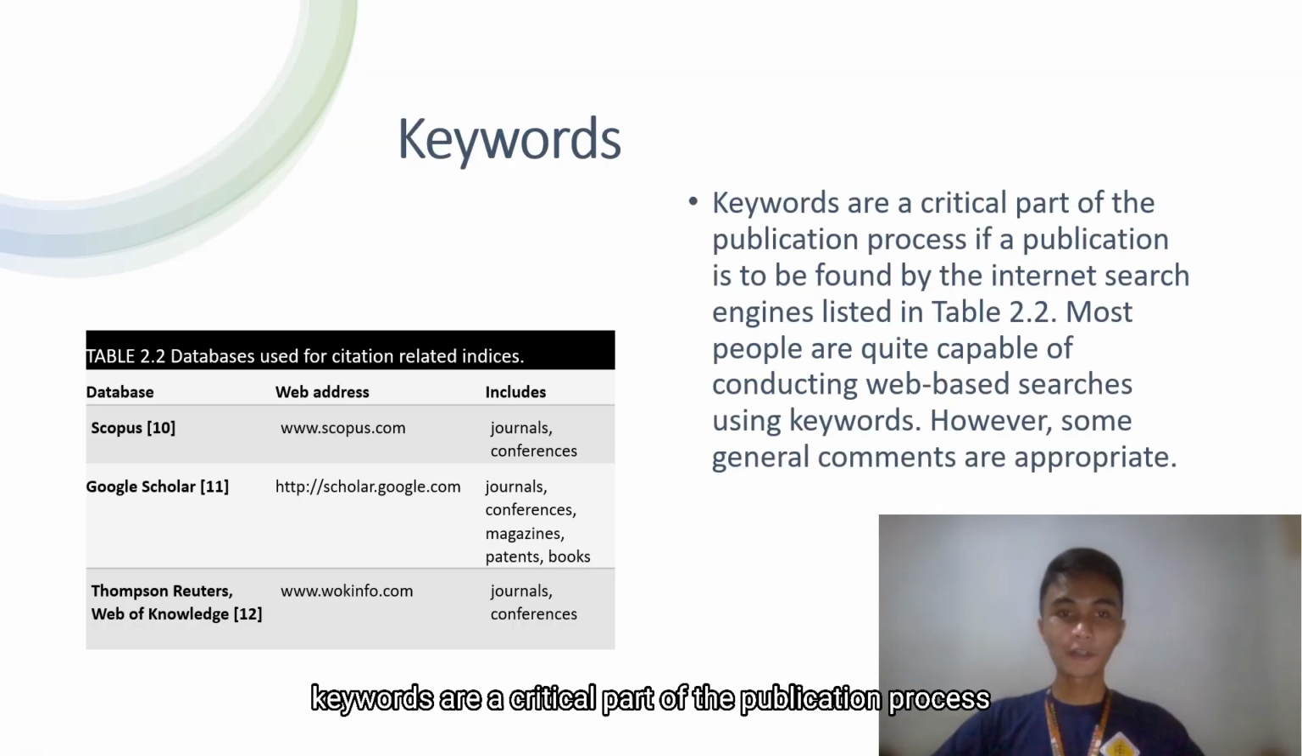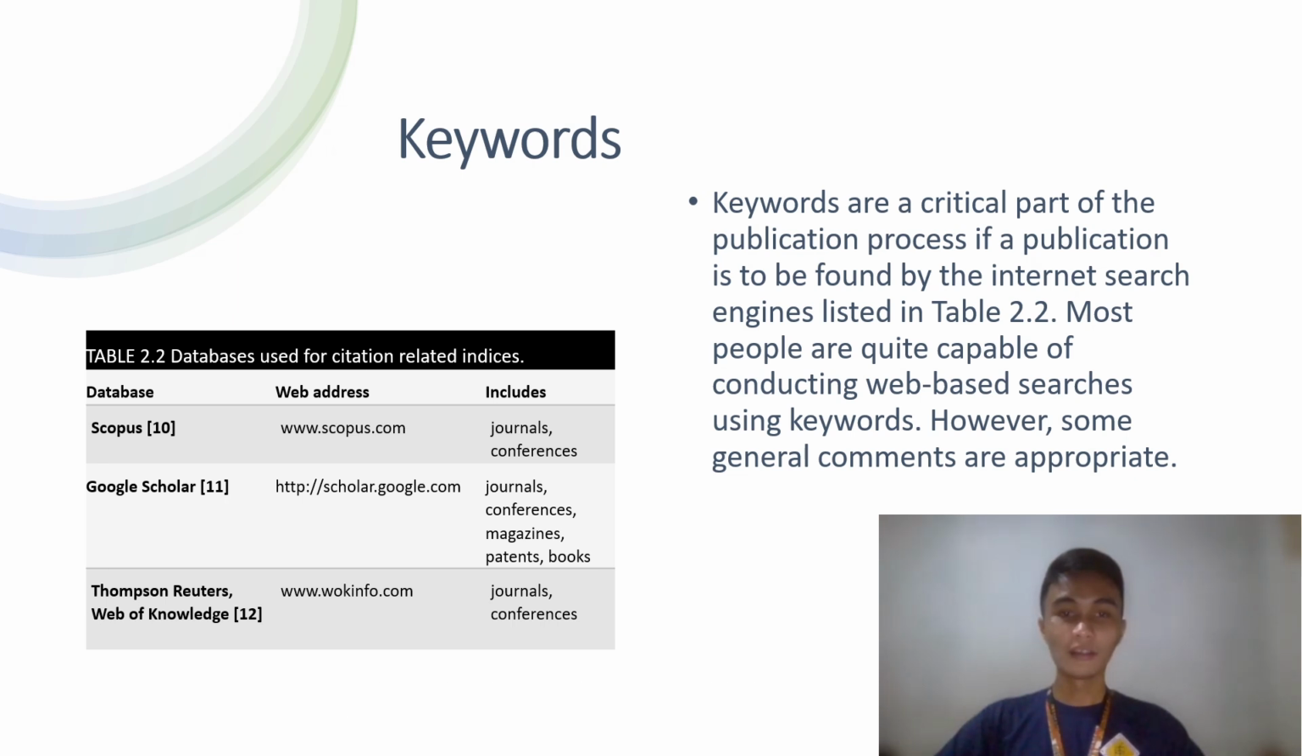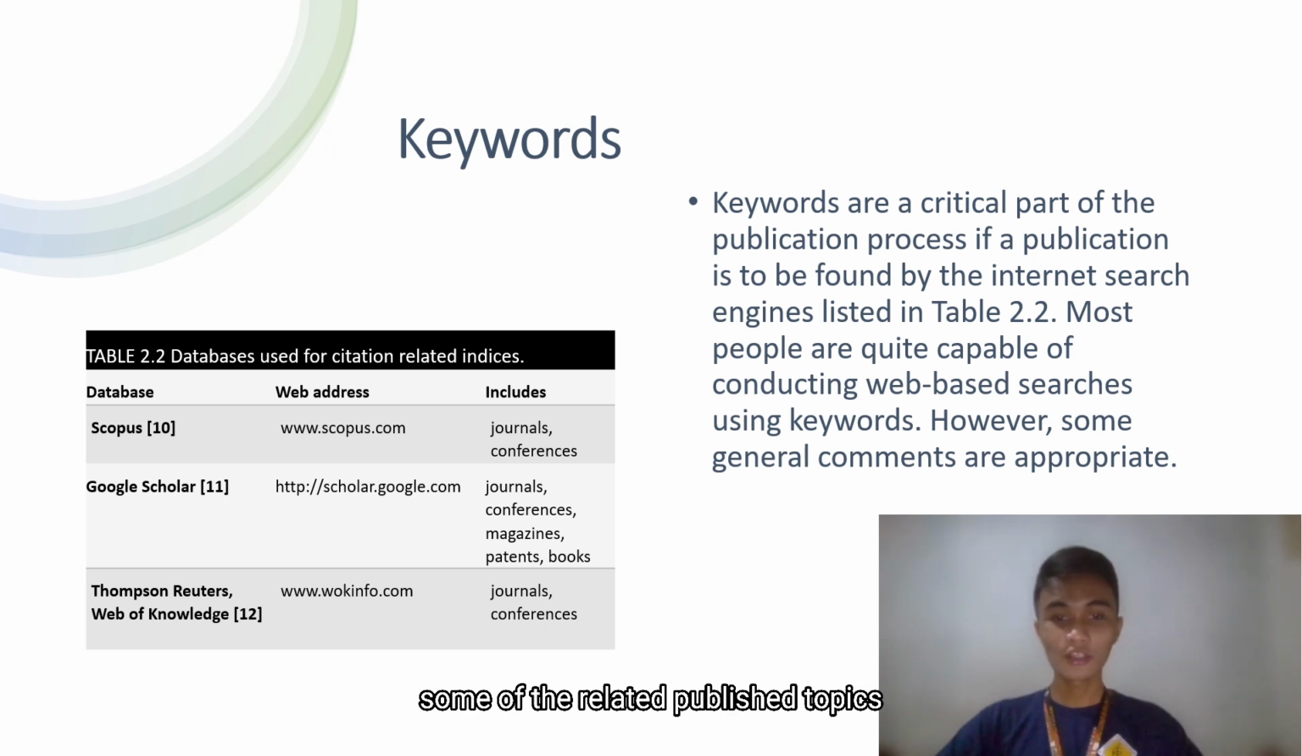Keywords are a critical part of the publication process, if a publication is to be found by an Internet search engine, listed in Table 2.2. For our first example, you'll try to search some of the related published topics and you use some keywords that can be found in these three databases or other sources like Science Direct and ResearchGate.